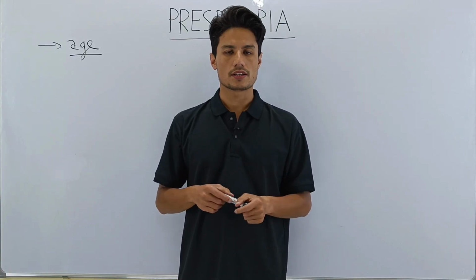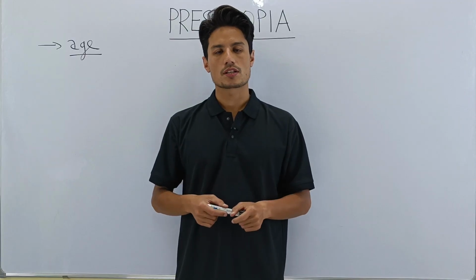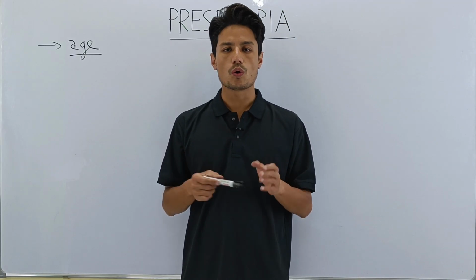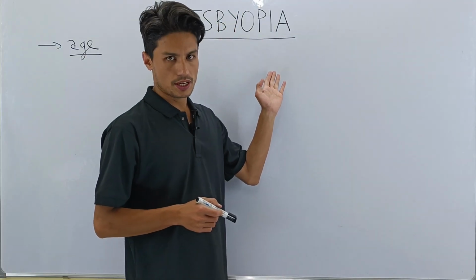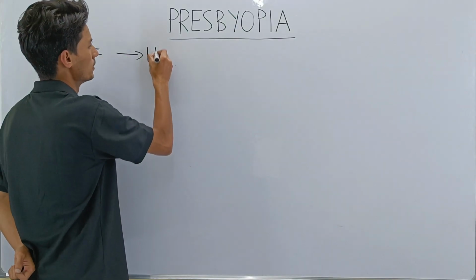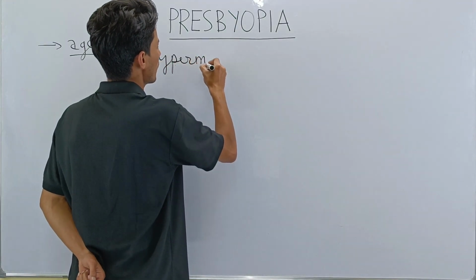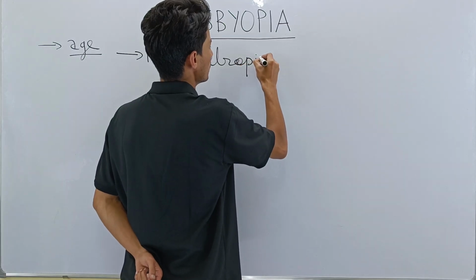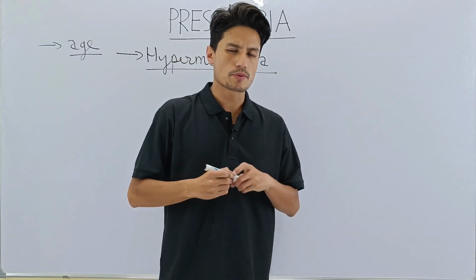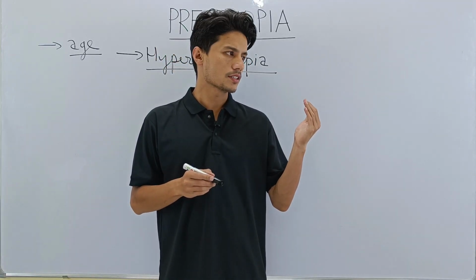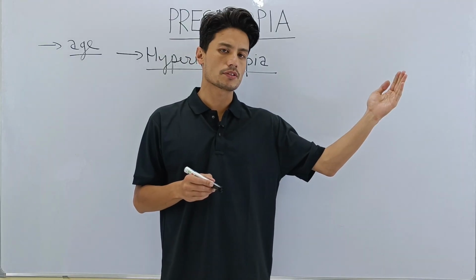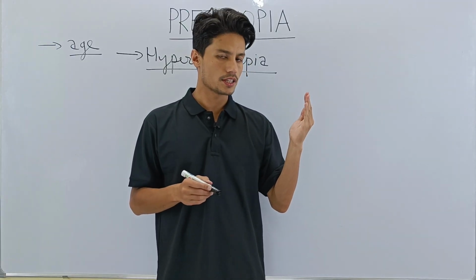So presbyopia is also known as old age hypermetropia. Now I have just mentioned hypermetropia, and we have already discussed what hypermetropia is. Hypermetropia is a defect of the eye whereby the person cannot see nearby. The person can see far objects without any problem, but cannot see nearby objects.